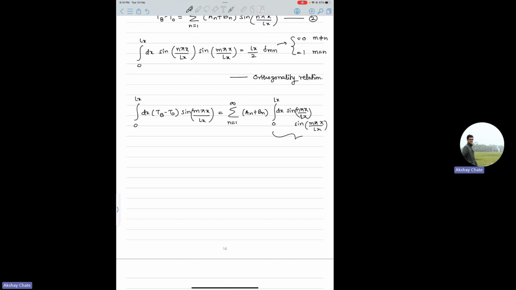And then this term becomes Lx by 2 times the Kronecker delta mn, and it will be nonzero only when m equals n, and otherwise it will go to 0. So therefore this whole bracket reduces to Lx by 2, and here again this is constant, so it goes out of the equation. You have to integrate this sine m pi x term, and if you do that, because we don't have time now, it's simple algebra, you'll get something like this.